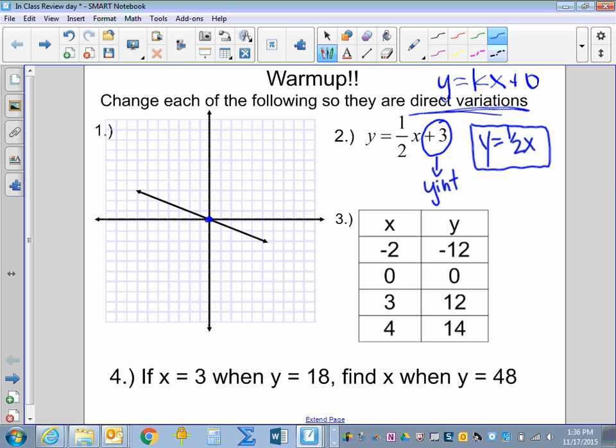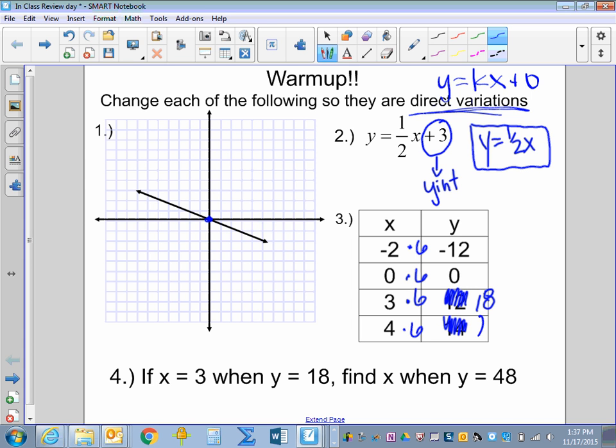We have to multiply by the same thing every single time. Negative 2 times what gives me negative 12? Positive 6. Negative 2 times 6 is negative 12. 0 times 6 is 0. And same with these. 3 times 6 is 18. And this one is 4 times 6, 24.